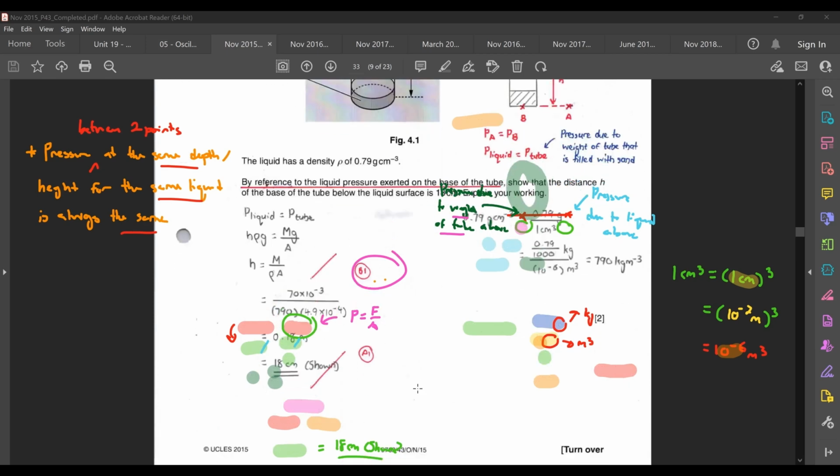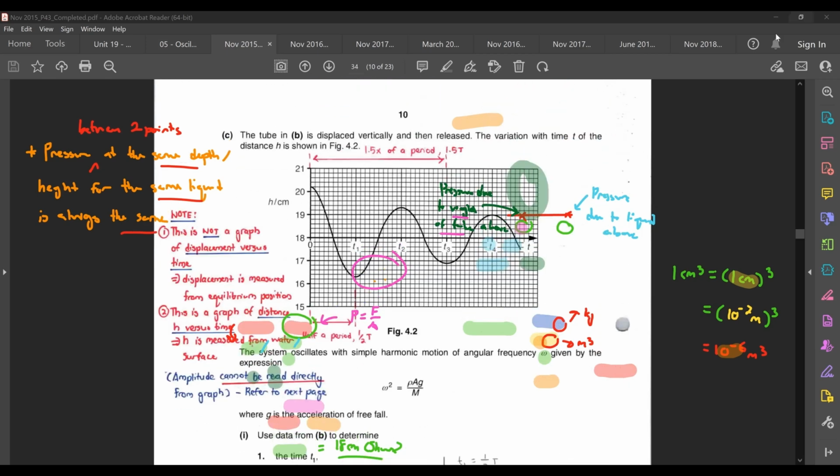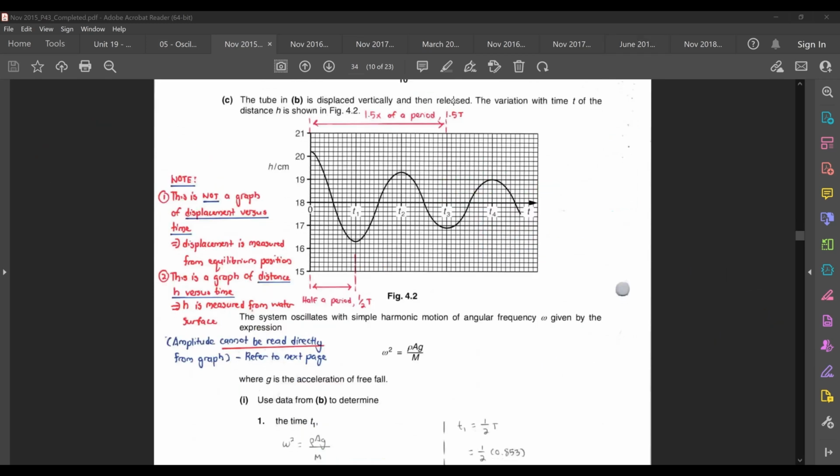Okay. Then the next part will be more directly related to what you've learned in this chapter. So here they mentioned to you that the tube in B is displaced vertically and then released. The variation with time t of the distance h is shown in the figure here. The system oscillates with simple harmonic motion of angular frequency omega given by this expression here, where g is the acceleration of free fall.